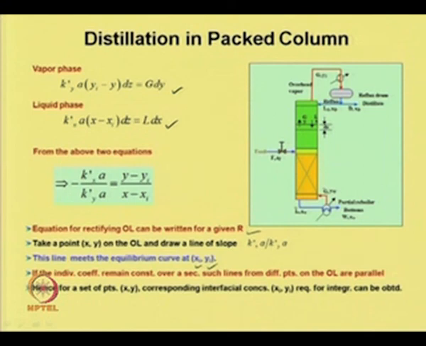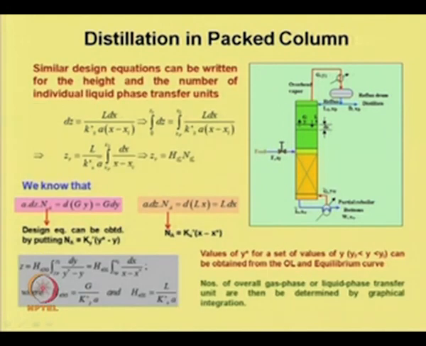and if the individual coefficients remain constant over that section, these lines from different points on the operating line will be parallel lines. So, for a set of points x, y, the corresponding interfacial concentrations xi and yi can be obtained, which can be used for the integration. Similar design equations can be written for height and number of transfer units in the liquid phase, where we can calculate Zr as HTL into NTL, the height of transfer unit in the liquid phase and number of transfer units in the liquid phase.